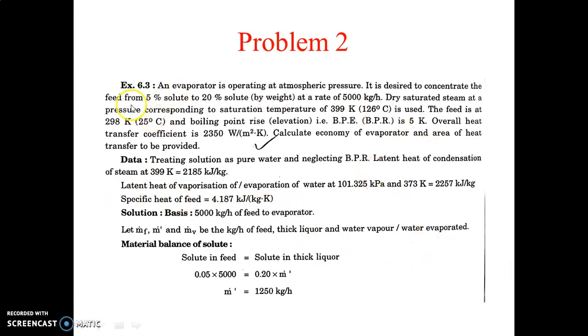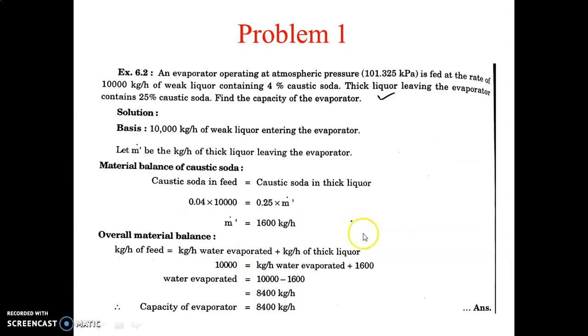So here we have an evaporator in which 5% has to be converted into 20%. Feed rate is 5000 kg. These are the temperatures of the steam and feed, boiling point elevation is also given, and overall heat transfer coefficient is also given. And this is the additional data. So first we have to calculate the water evaporated by doing the material balance. I had discussed in the previous problem how to calculate this.